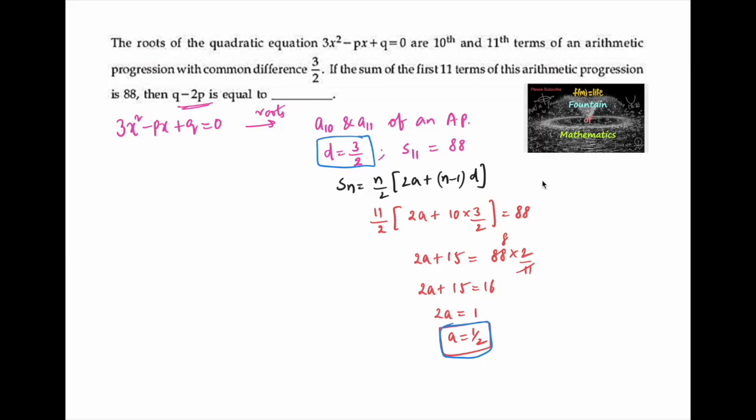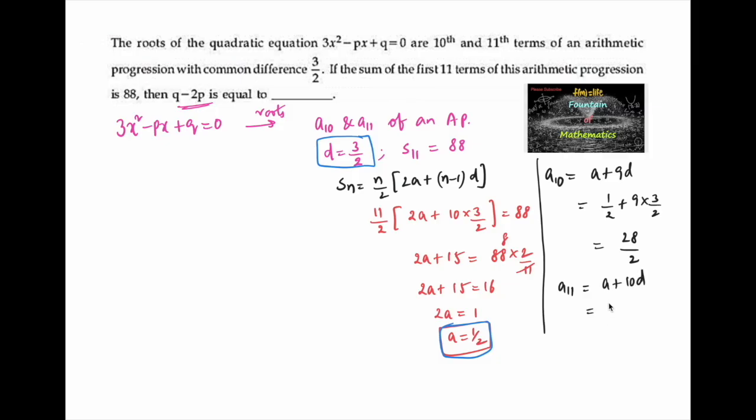So we can find a10, that is a plus 9d, which is equal to 1 by 2 plus 9 times 3 by 2, that is 27 plus 1, 28 by 2. Also a11 is equal to a plus 10d, which is equal to 1 by 2 plus 10 times 3 by 2, that is 30 plus 1, 31 divided by 2.